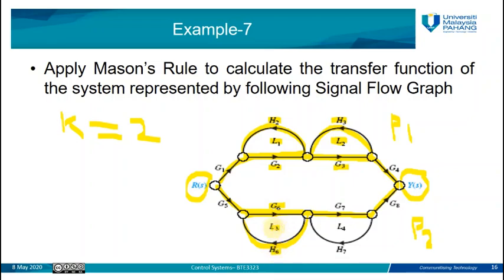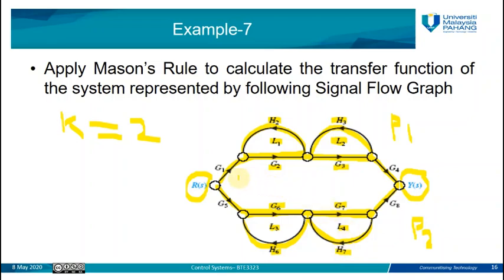Okay, so this is the loop number 3. The fourth loop will be loop number 4. Start from this point, go forward, then again backward to the same node. So its gain will be G7 times H7.